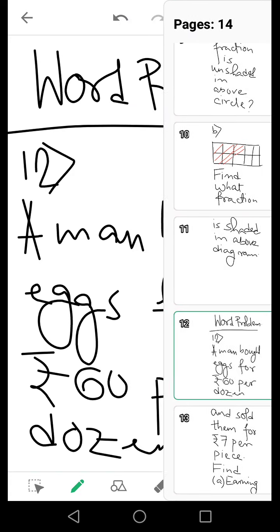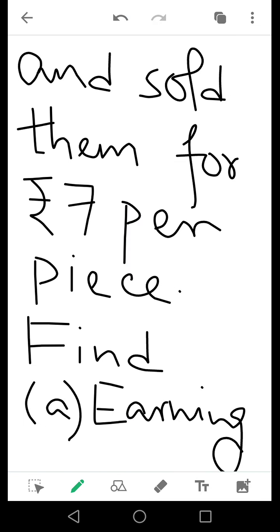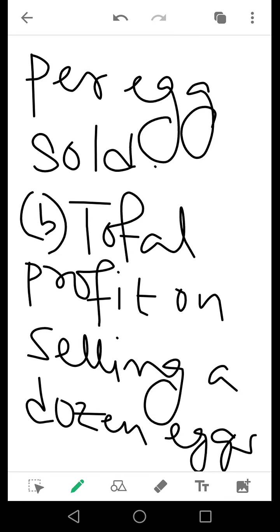Next we come to the word problem. A man bought eggs for rupees 60 per dozen. That means 1 dozen eggs he has bought for rupees 60 and sold them for rupees 7 per piece, and he has sold each of them for rupees 7. Find A, earning per egg sold. That means how much money did he earn on selling one egg. And B, total profit on selling a dozen eggs.